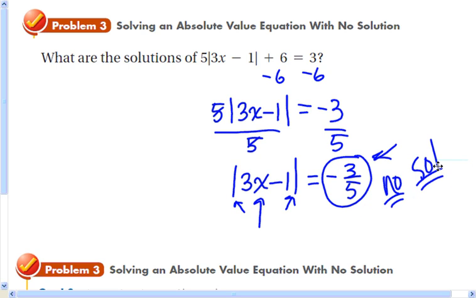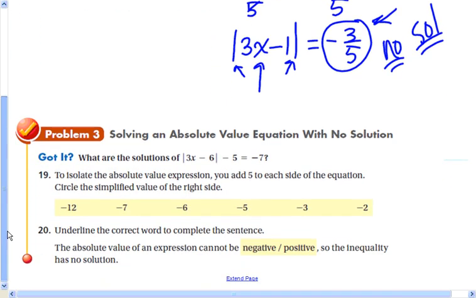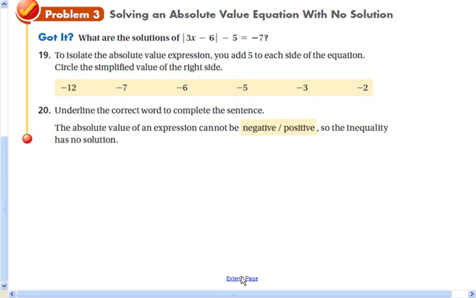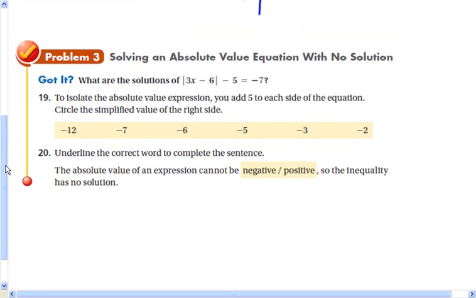All right, this is the second part of lesson 3.7. We're going to do the Got It, and we're going to solve this absolute value equation. What are the solutions of the absolute value of the quantity 3x minus 7, minus 6, minus 5 equals negative 7? To isolate the absolute value expression, you would add 5 to each side of the equation.